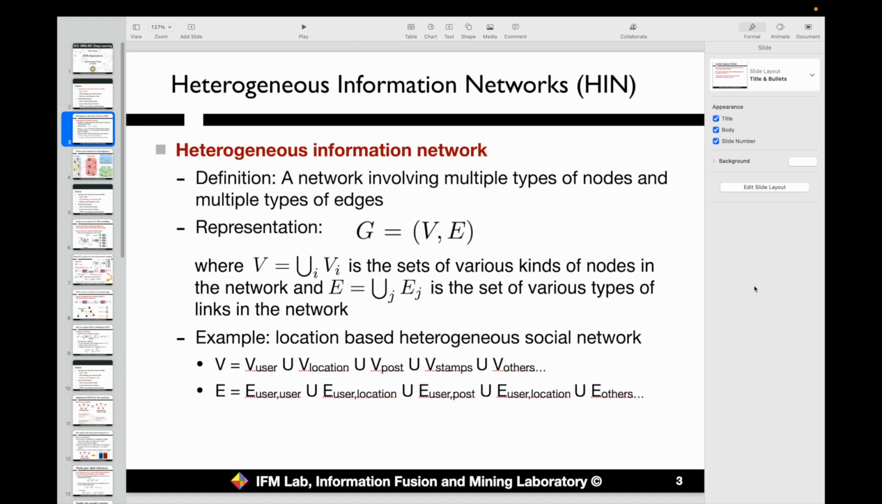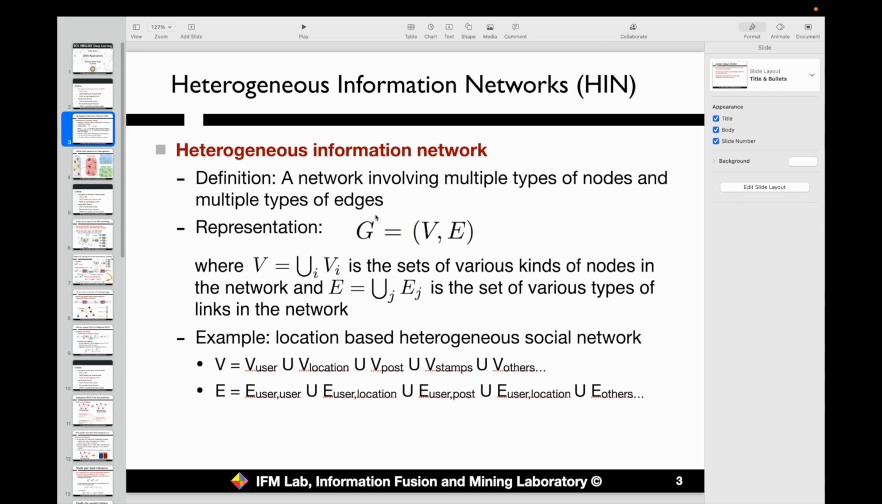Formally, a heterogeneous information network is a very general concept. It can be defined to represent any information network involving multiple types of nodes and multiple types of edges. Before, we started with graph neural networks, and we assumed inside the graph we have both nodes as well as links, right? However, before we assumed nodes and links were of the same type. They belong to the same category, and we don't differentiate them from each other in terms of categories at all.